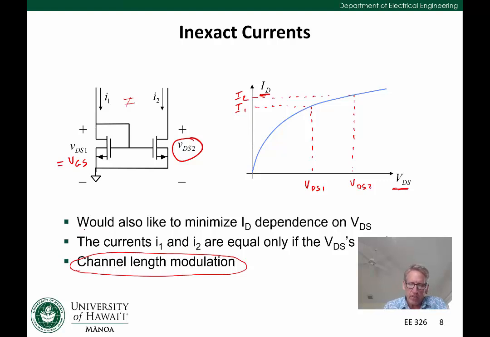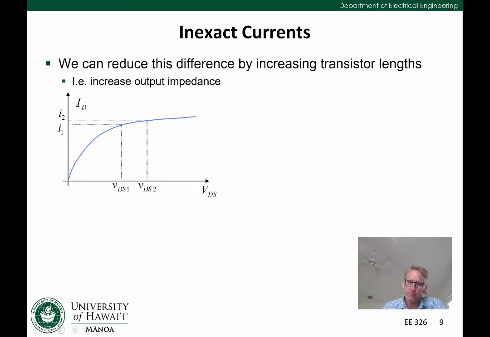So what we'd really like to be able to do is minimize this dependence on VDS. Right? If we have this dependence on VDS, then the only way we can make I1 and I2 equal is if the VDSs are the same. And in practice, we have a hard time controlling the VDS. So what do we do? What's the solution? What we can do is we can try to minimize this difference. And so first of all, how would we do that?